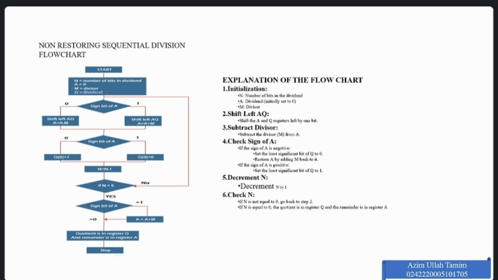If the sign of A is positive, set the least significant bit of Q to 1. Decrement n by 1. Check n. If n is not equal to 0, go back to step 2. If n is equal to 0, the quotient is in register Q and the remainder is in register A.